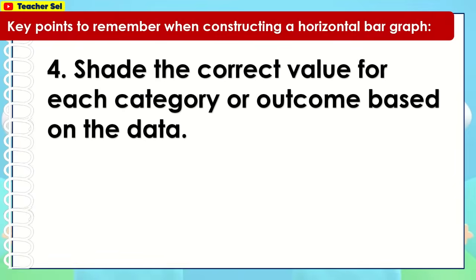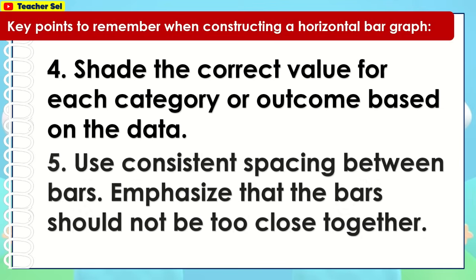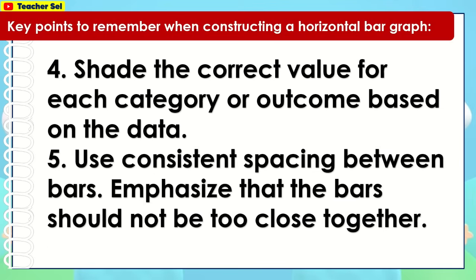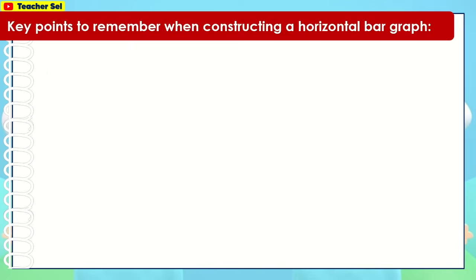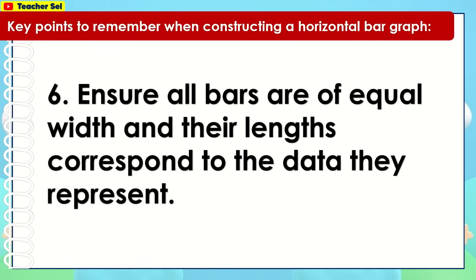Shade the correct value for each category or outcome based on the data. Use consistent spacing between bars. Emphasize that the bars should not be too close together. Ensure all bars are of equal width and their lengths correspond to the data they represent.